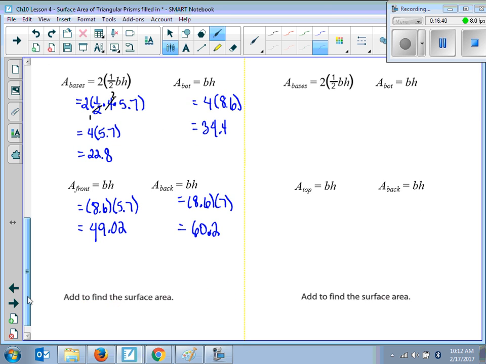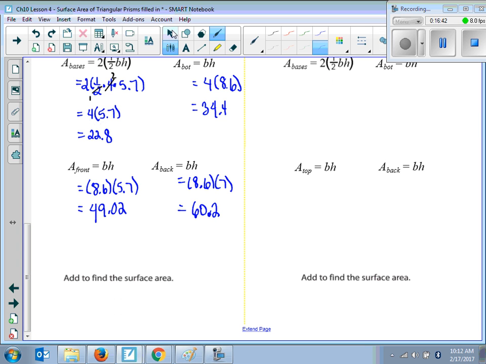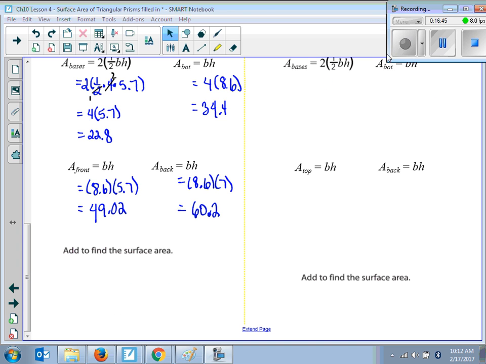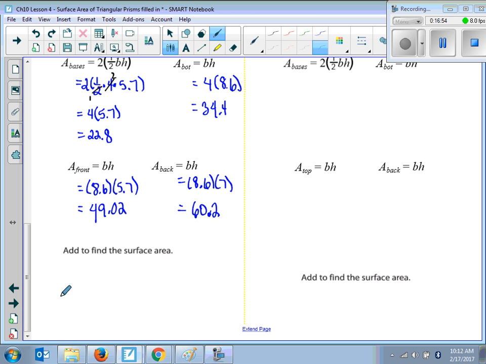Me too. Yeah, that was so fun. All right, we're not finished yet. So now that we have all of the faces, now we can add them all together, right? So that's going to give us the total surface area.